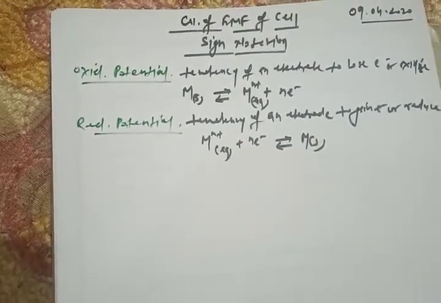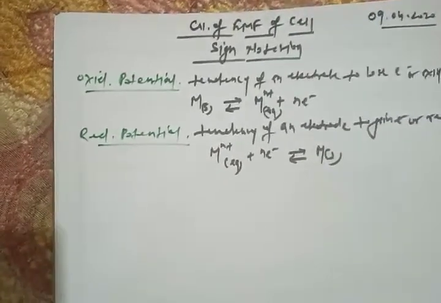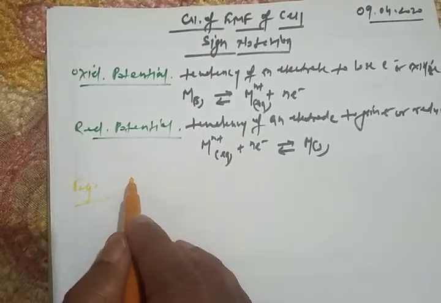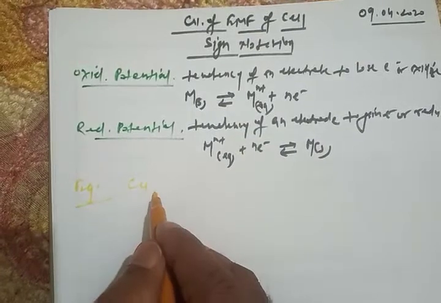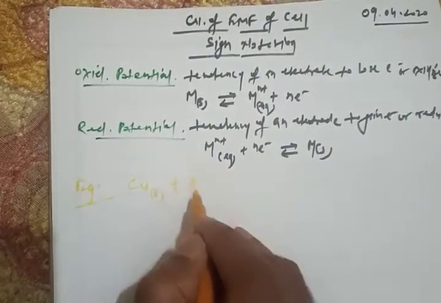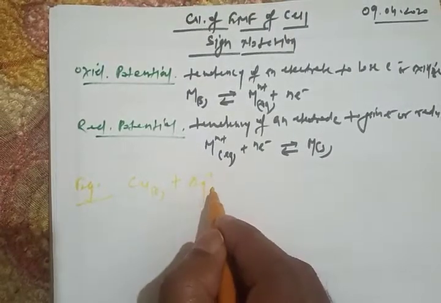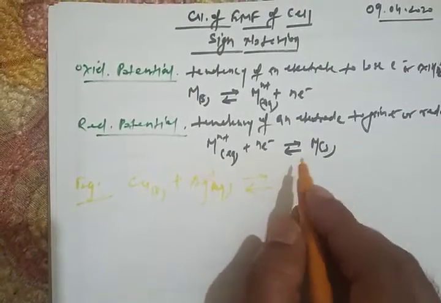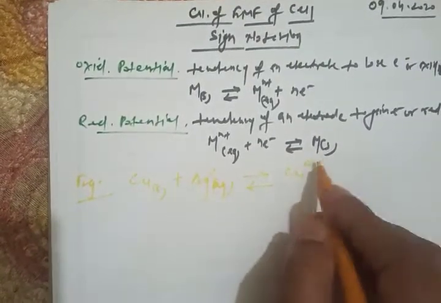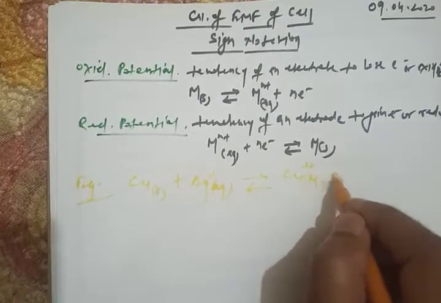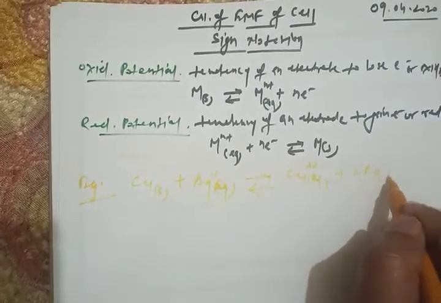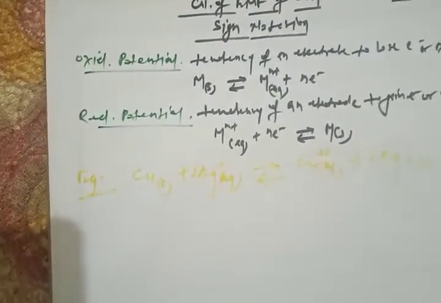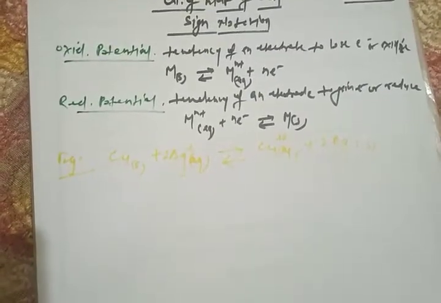and on the basis of these definitions, we will calculate the EMF of the cell. So how will the EMF of the cell be calculated? Let's take an example. Suppose we have a cell reaction. This is a complete cell reaction I'm talking about: copper solid plus Ag+ aqueous will give you Cu2+ aqueous and 2 Ag solid. So this is a complete cell reaction. Got it? And we have to calculate the EMF of the cell.